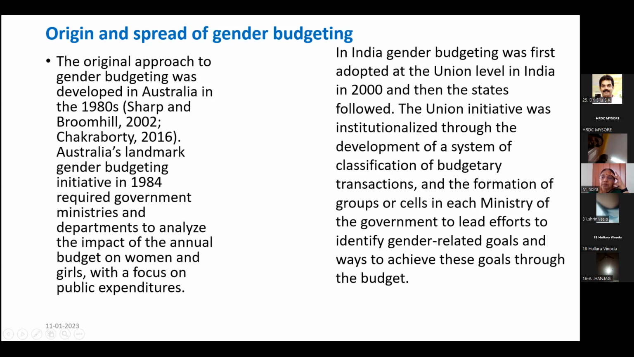In India, gender budgeting was first adopted at the union level, that is the central level, in 2000. After that, the states also followed. The Union initiative was institutionalized through the development of a system of classification of budgetary transactions. So from 2000 onwards, the government is focusing on gender budgeting.